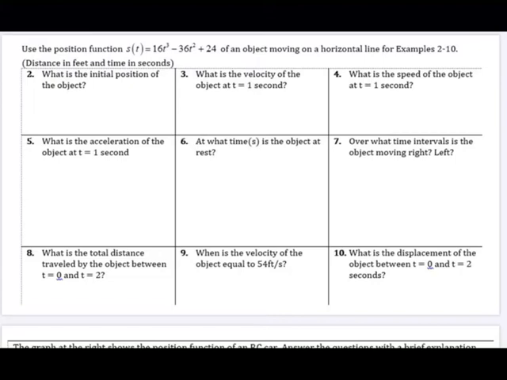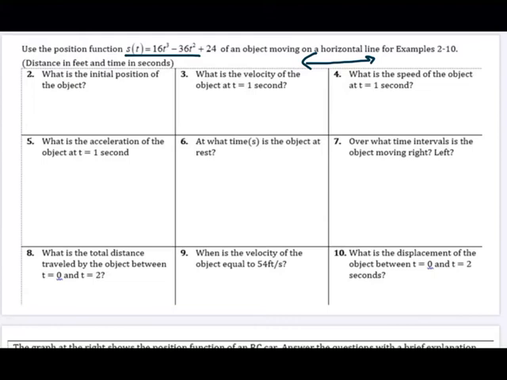Okay, for these examples 2 through 10, we're going to be using the position function that's given up top. And it's giving us an object moving along a horizontal line. So moving left or right. Something to be cautious of when you're doing these problems, the actual math that's happening is incredibly easy, but you really need to take your time when you're reading through the questions to make sure you're actually answering the question that is being asked. Sometimes we rush through the things that seem to be easy and then we mix up displacement and distance, or we just aren't paying attention to a simple detail and then lose points off of that. So just make sure you're paying attention to the directions.